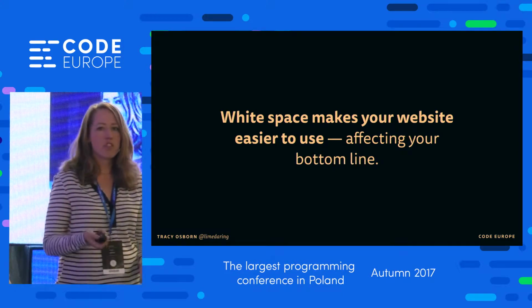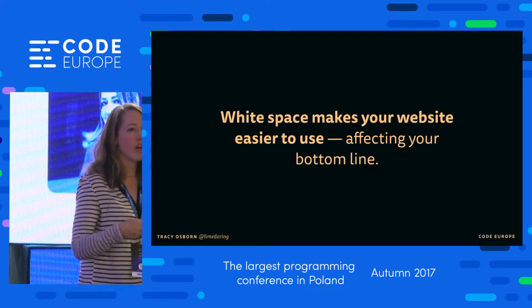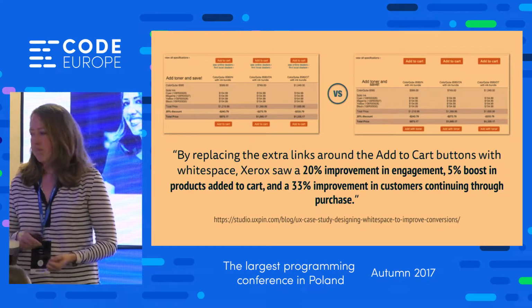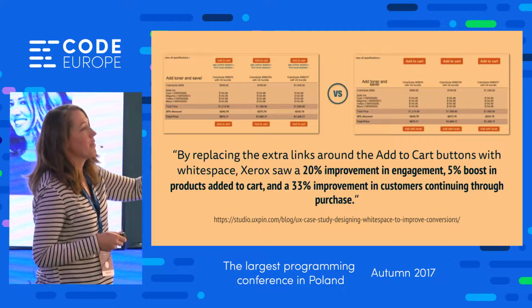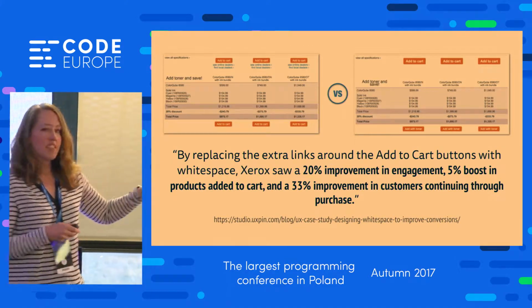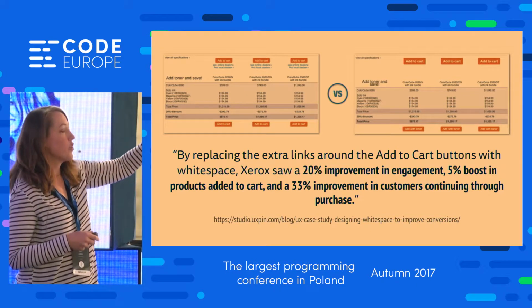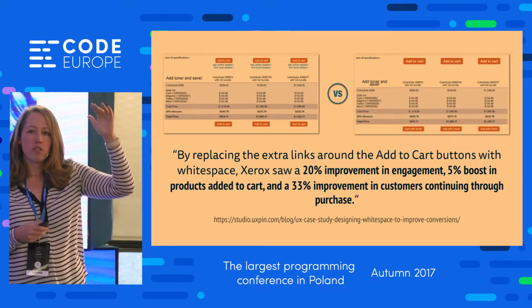But it's not just a visual thing. White space can actually affect how well your website is used and how well people can use what you've done. It can affect your bottom line. In this example, one of the only things that they did in this experiment, on the left is the before, is they took out the blue links underneath the orange buttons, and they added a little bit more vertical white space.